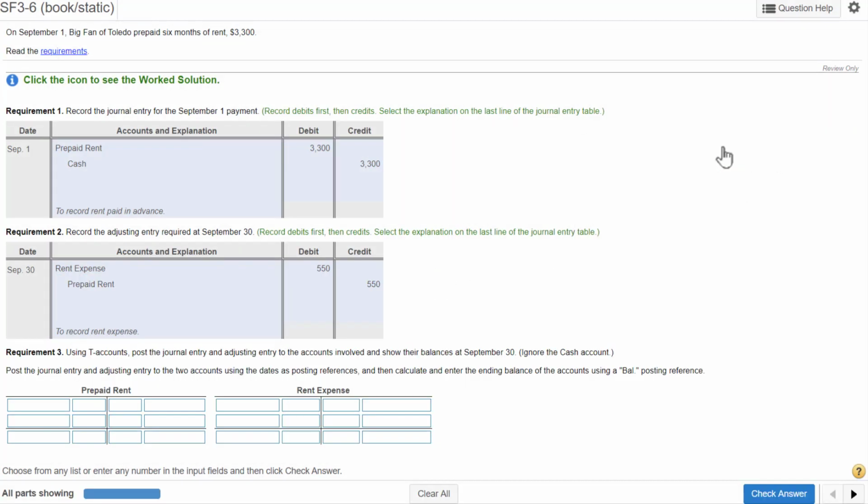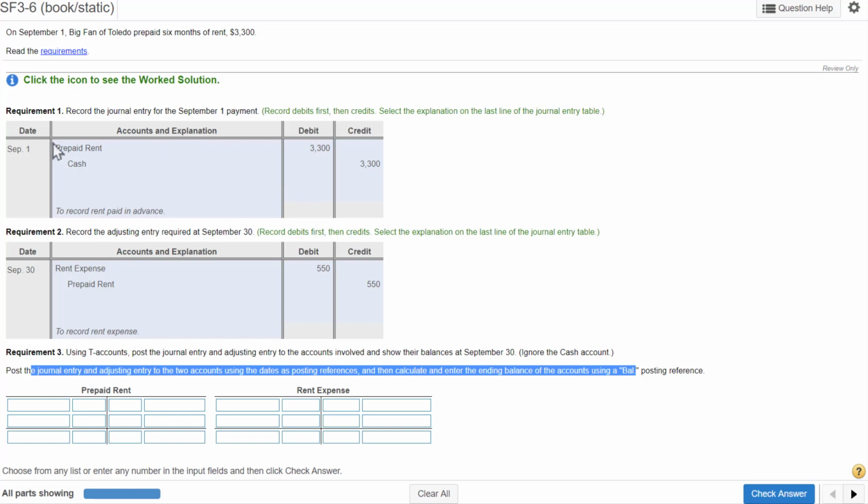And then finally, we're going to post these to the T accounts. Here's our T account for prepaid rent and rent expense. There's no T account for cash because that's not really super important in this exercise. Hopefully you know how to post to the cash account. It says use T accounts, post the journal entry and adjusting entry to the accounts involved, and show their balances as of the end of September. Ignore the cash account.